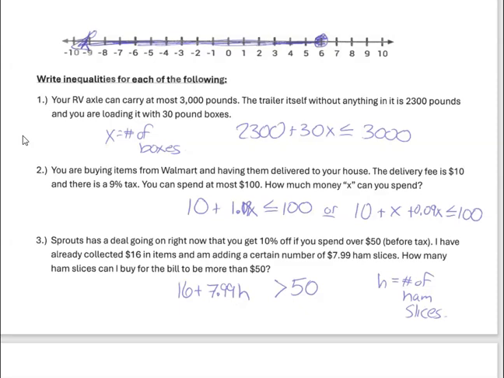It is not 9 times X, it's not 0.9, it's 0.09 times X. If you wanted to, you could combine the X and the 0.09X and get 1.09X. So you have 10 plus 1.09X. You have 100 on the other side. Since it's at most, it can be less than 100, cannot be more than 100, and it can be equal to 100. So that is why it was less than or equal to.